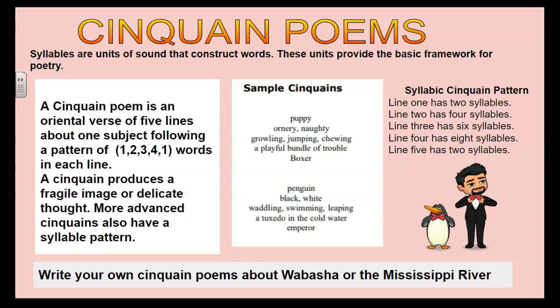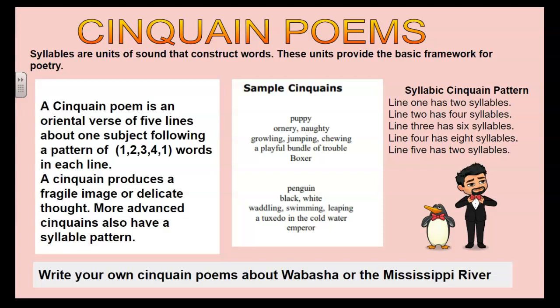So the first one is called a cinquain poem. A cinquain poem is a poem that is 5 lines long. It is an Oriental Japanese poem that focuses on a fragile image or delicate thought. The pattern for a cinquain poem is 1, 2, 3, 4, 1, and that's the number of words per line. So the first line is 1 word, second line 2 words, third line 3 words, fourth line 4 words, and the last line 1 word.